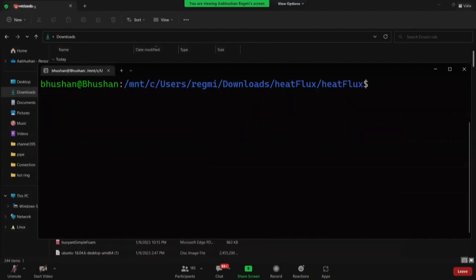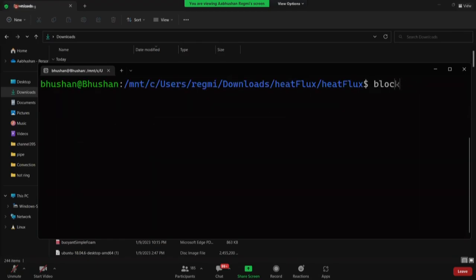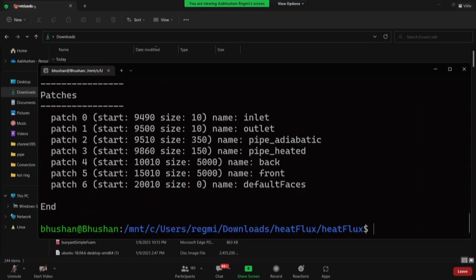To run our simulation, first I'm going to do blockMesh, which will mesh my geometry. Okay, I have not sourced my OpenFOAM. I have multiple versions of OpenFOAM in my system, so if I do OF9, it will actually load OpenFOAM 9. You don't need to do that if you have only one version of OpenFOAM. Now that I ran blockMesh, it has meshed my geometry.